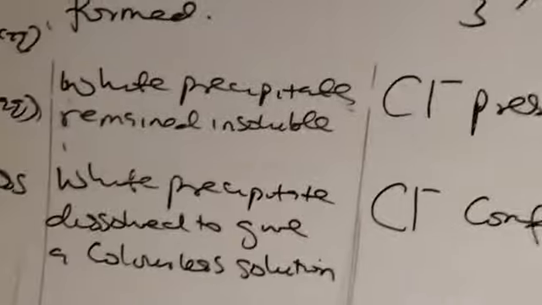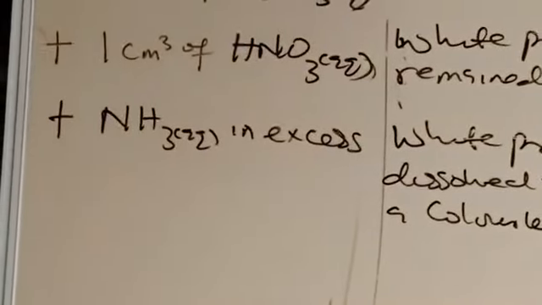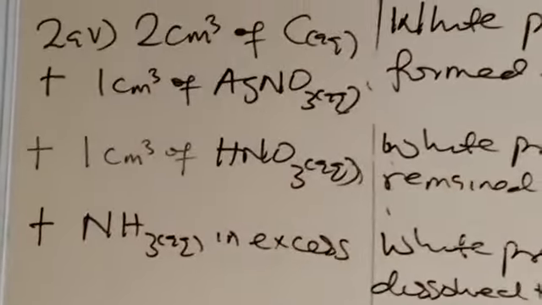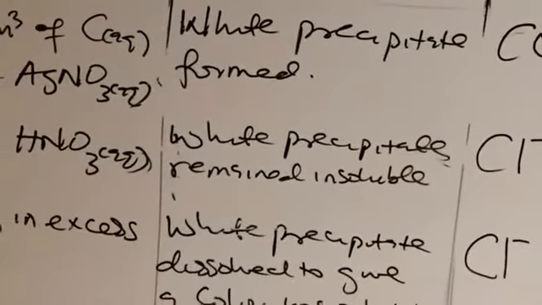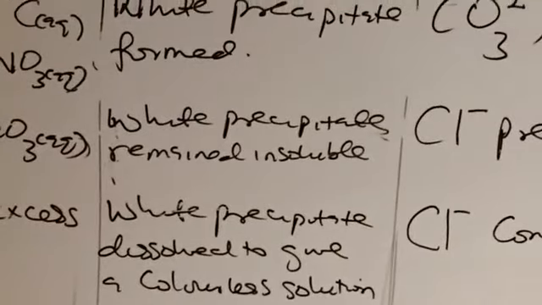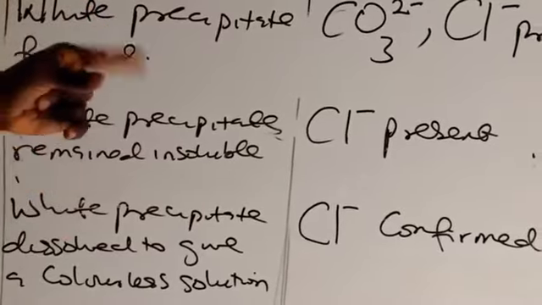Then they will tell you to add ammonia in excess. The same observation and inference follow as before. So take one minute to look at it and compare this result to the one we did before, and see the differences in the sequence of addition of the reagents, the differences in your observation, especially in this first and second one, and the inferences.